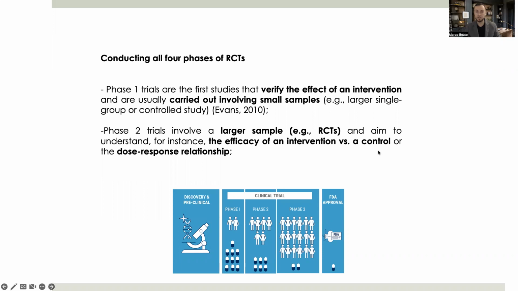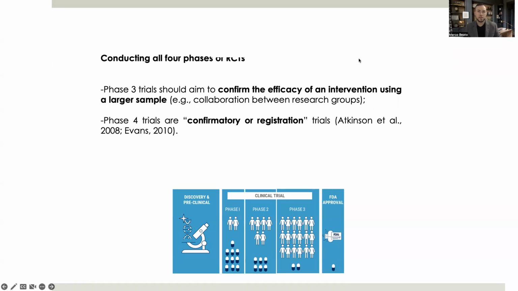In this phase, a control is very important and needed, or the dose-response relationship between different doses and a control. Phase 3 trials should aim to confirm the efficacy of an intervention using a larger sample, for example, collaboration between research groups of different countries or within the same country. Phase 4 trials are confirmatory or registration trials. So in this case, a pre-registration should be needed and they should confirm the evidence reported in previous studies.